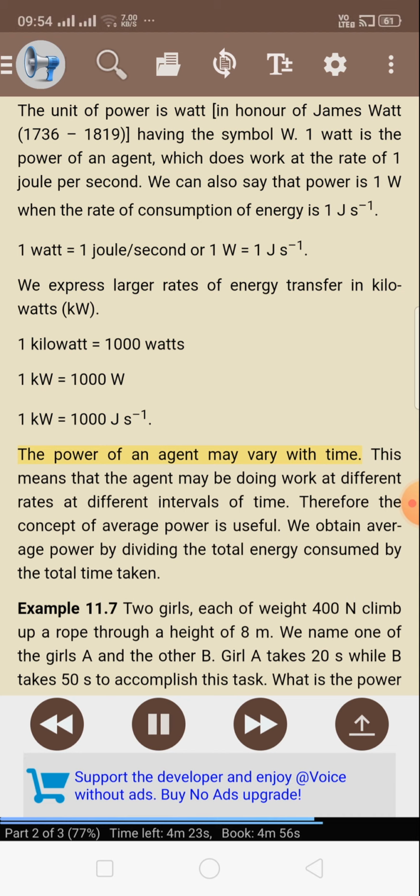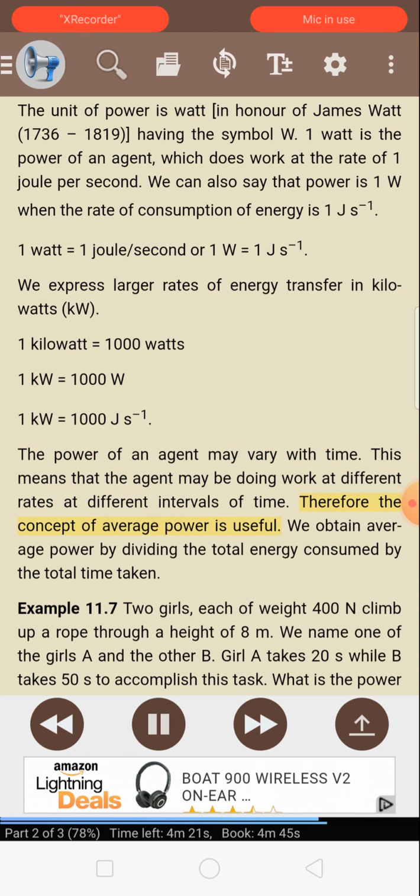The power of an agent may vary with time. This means that the agent may be doing work at different rates at different intervals of time. Therefore, the concept of average power is useful. We obtain average power by dividing the total energy consumed by the total time taken.